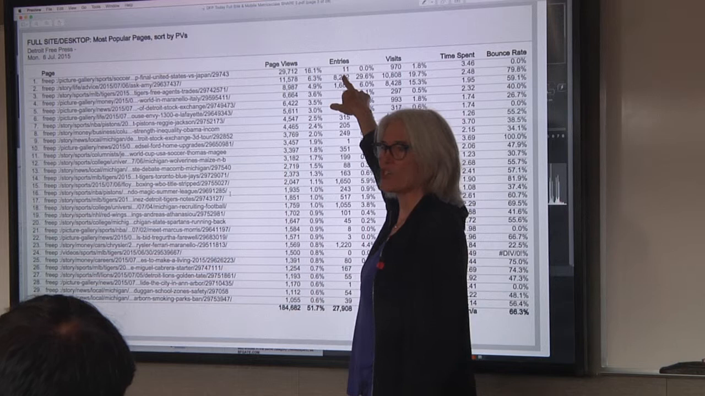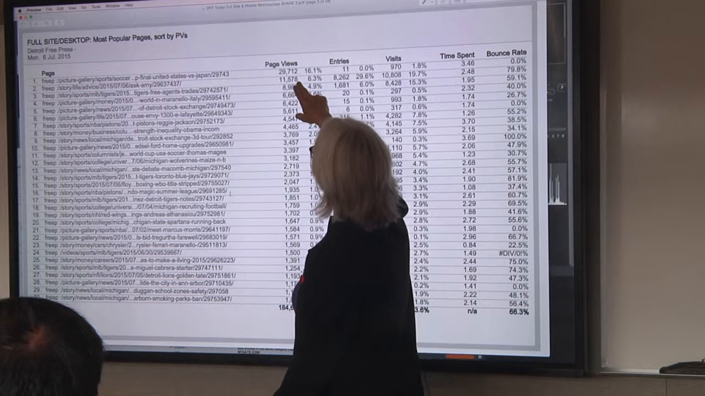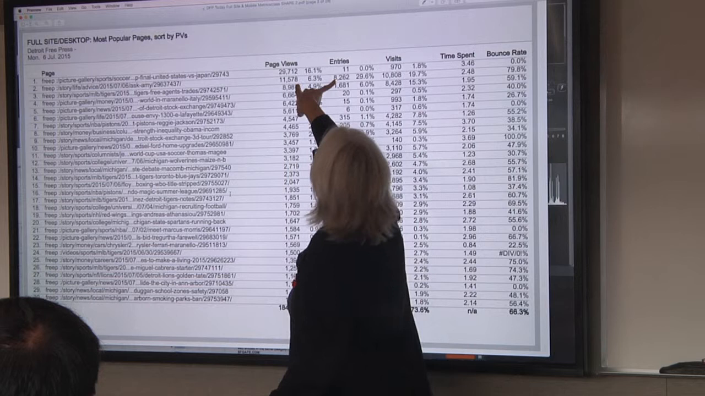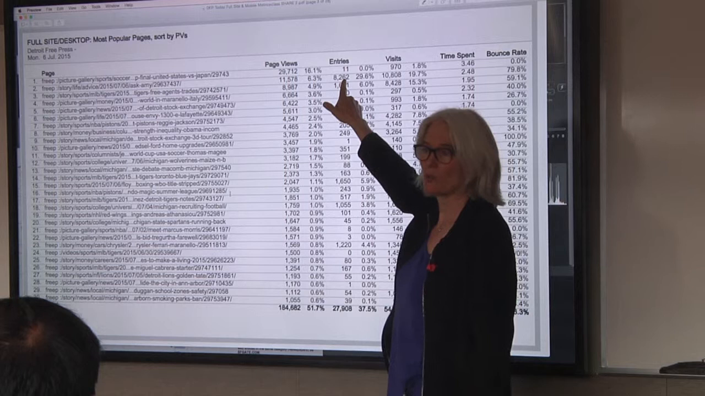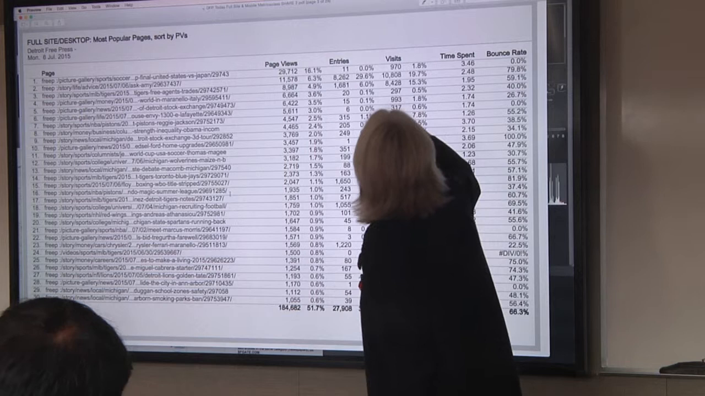So it's not necessarily the page views, the difference between those, so you have to do math. What is that? 3,000 page views difference, essentially. That's how many of my regular audience probably looked at it, but 8,200 people came in through either social or another website or search. It had about 10,000 visits.